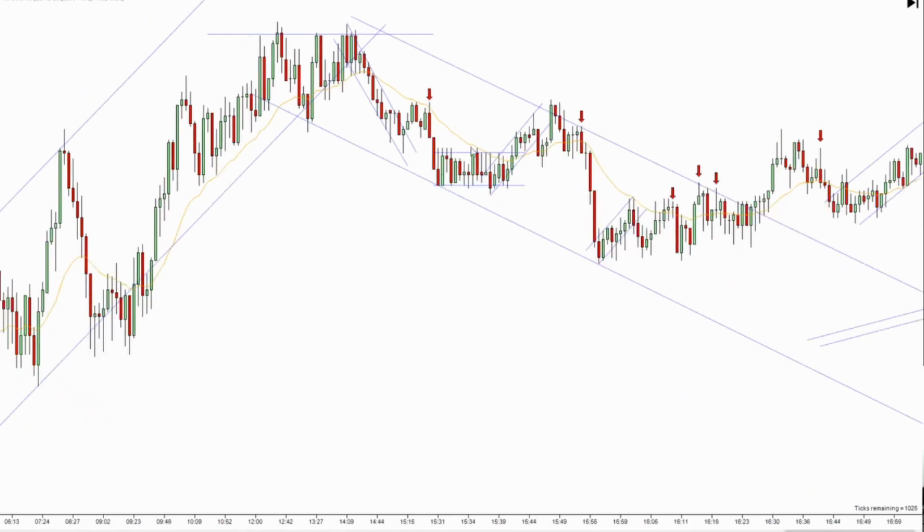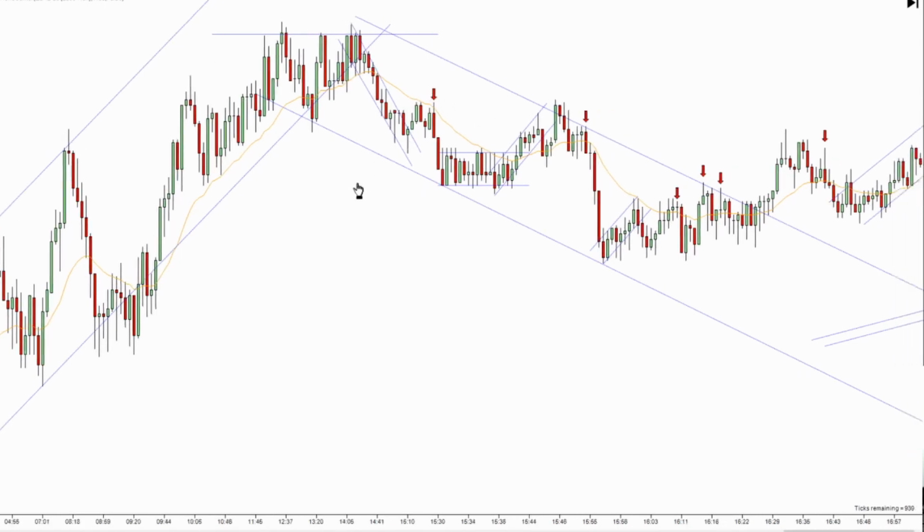But it doesn't mean that I always find the trend lines and it always looks like this. Sometimes I'm working with a trend line and the trend line will not even come into play later. It doesn't happen that often, but it may happen.